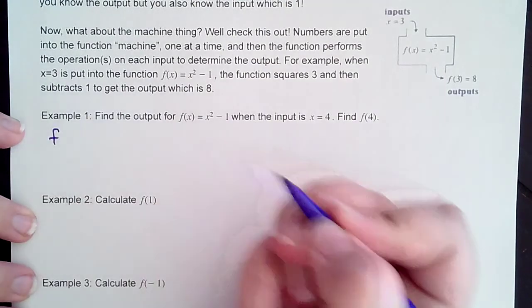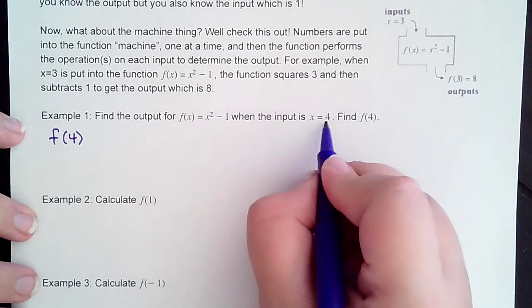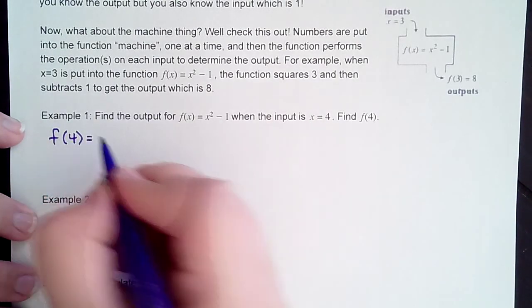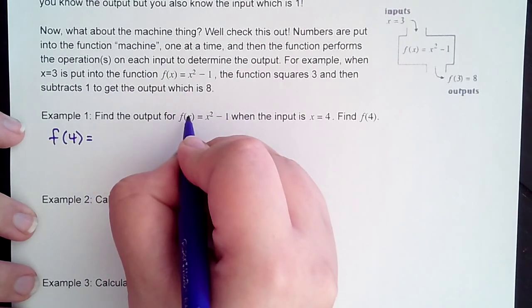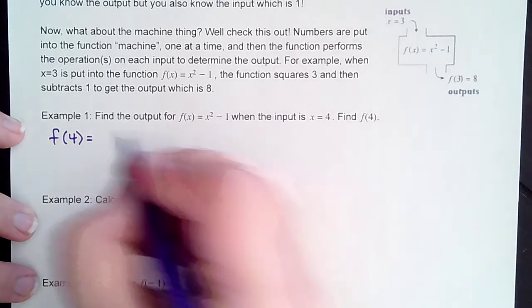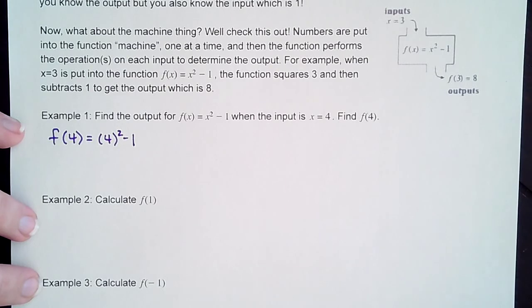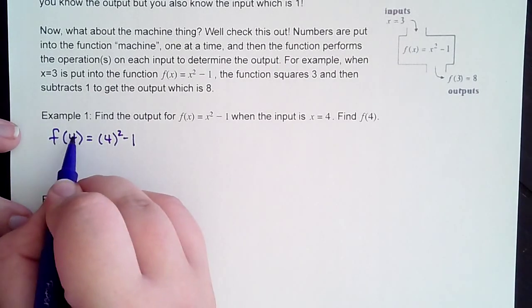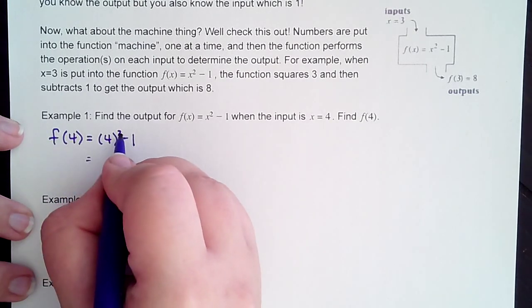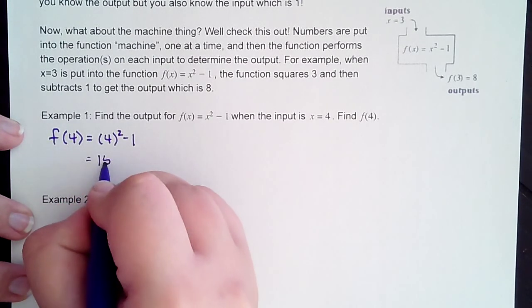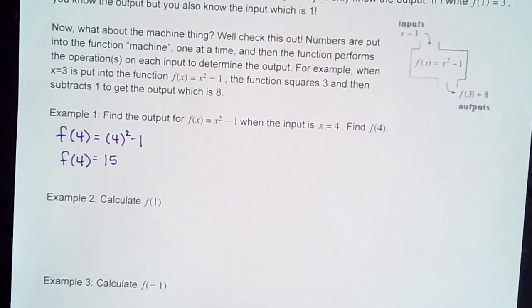So, in my function, I replace the f of x with 4 because 4 is my x. Then what I'm going to do is anywhere I see x on the right side, the same way that I replaced it on the left, I'm going to replace it on the right. 4 squared minus 1. So now I have input, I put it into my function, and I solve. 4 squared is 16, 16 minus 1 is 15. So my function, f of 4, is 15.